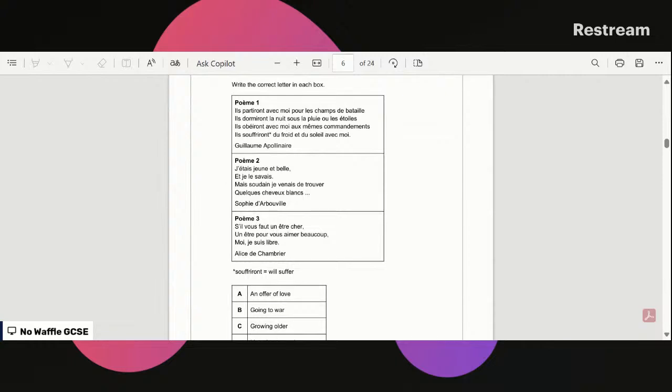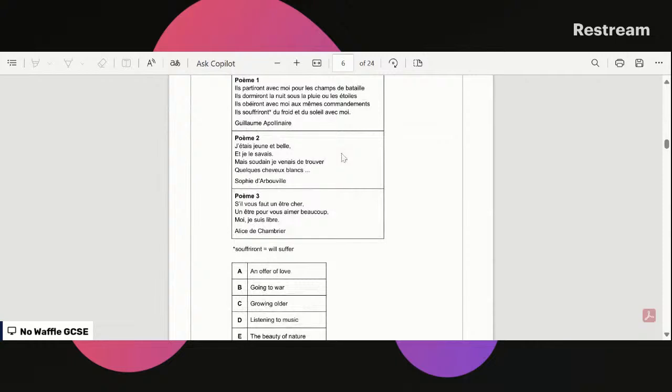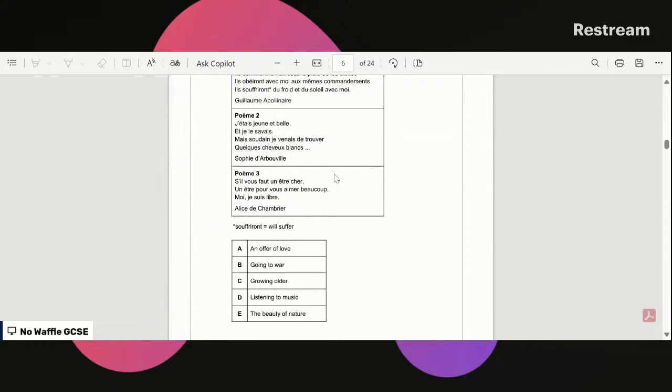Poem 2, I was young and beautiful. I had it all. So that seems to be about growing older and talking about age. Je venais de trouver quelques cheveux blancs. So I'm seeing a lot of white hairs.